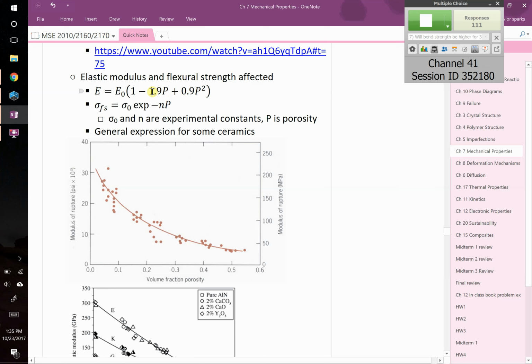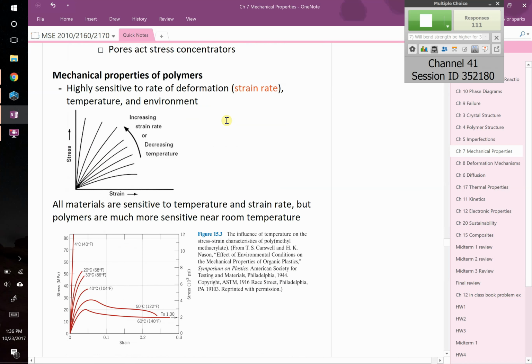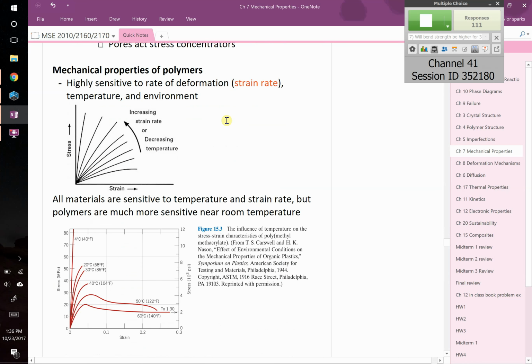Your flexural strength for a porous material is going to be less than the fully dense material. The pores act as stress concentrators for the same reasons that we learned about before. It's going to reduce your strength and reduce your modulus. Okay. Other questions on ceramics before we move to polymers?